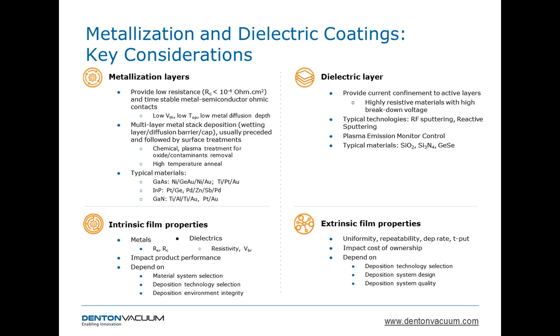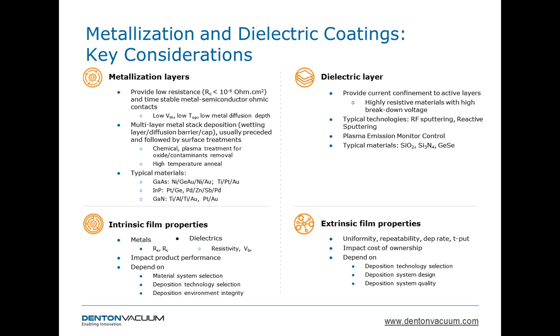The typical materials used for dielectric layers are silicon oxide or nitride, and sometimes germanium cyanide. Going to intrinsic and extrinsic film properties. For metals, these would be sheet resistance, contact resistance. For dielectrics, it would be resistivity and breakdown voltage. All of these impact the product performance.